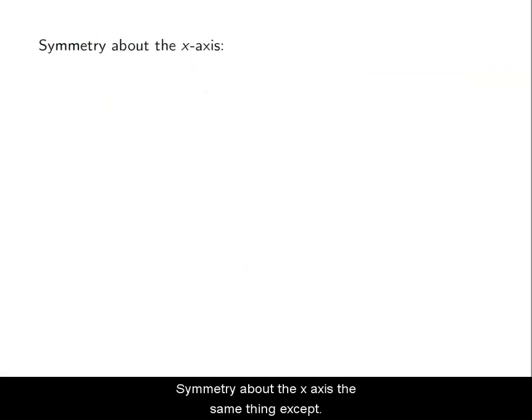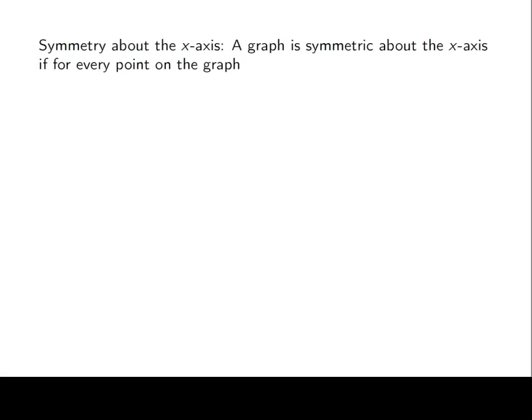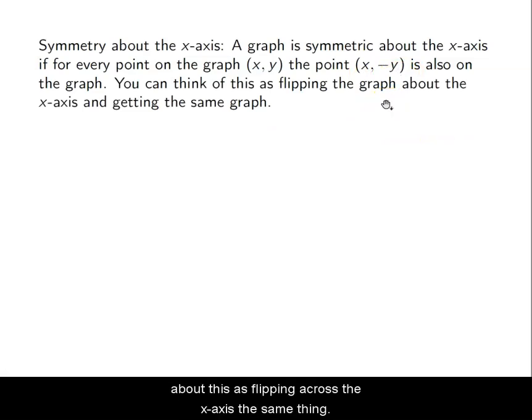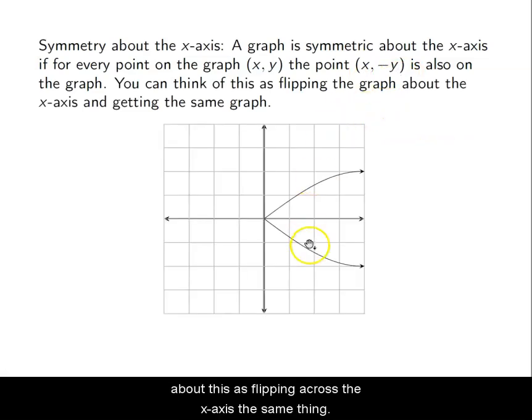Symmetry about the x-axis is the same thing, except when I spin it, I'm not spinning it around the y-axis, I'm spinning it across the x-axis. And so what this means is that for every single point that I have on my graph that's x, y, the point x, negative y is also on the graph. So again, we can think about this as flipping across the x-axis.